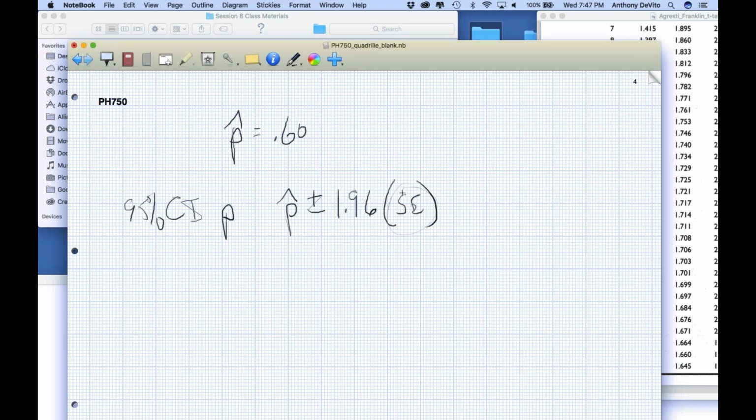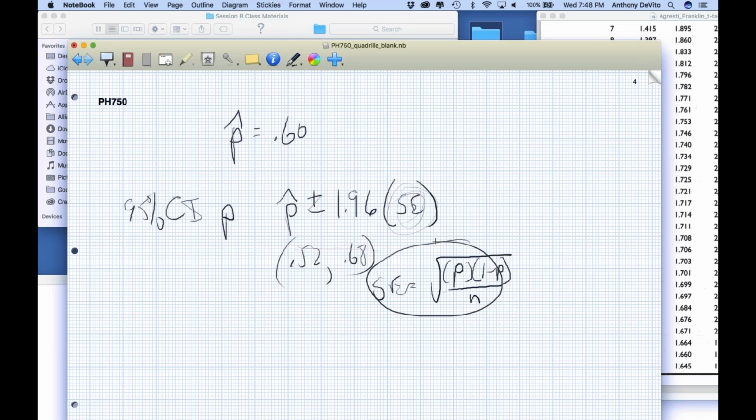So how did I calculate my standard error? Well, my standard error was equal to the square root of P times 1 minus P over N, right? And that's how I calculated my standard error. 0.6 times 0.4 divided by the sample size, let's say 200, and then I would work that out, find the square root, and then fill that in here, and I have my confidence interval. Maybe it came out to be 0.52 to 0.68 or something like that, whatever it came out to. That's how I calculated my standard error.